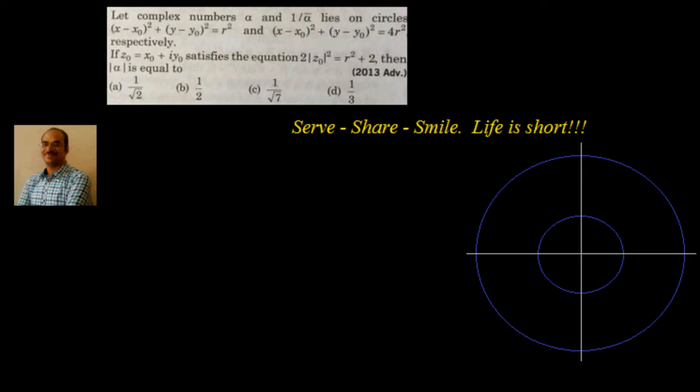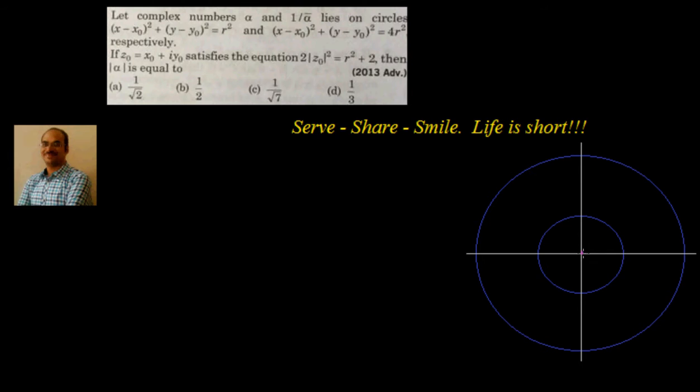We have a couple of options. We have to choose the correct option. So let me read through this again. We have been given that there are two complex numbers. One is alpha, another is 1 by alpha conjugate. They are lying on two different circles. But you can see from the circle definition, they are concentric circles. Both are circles having center at x naught comma y naught.